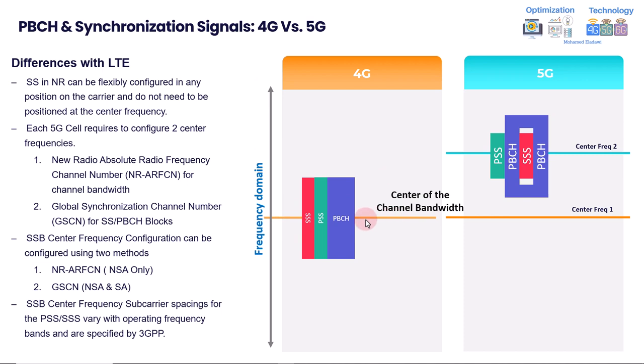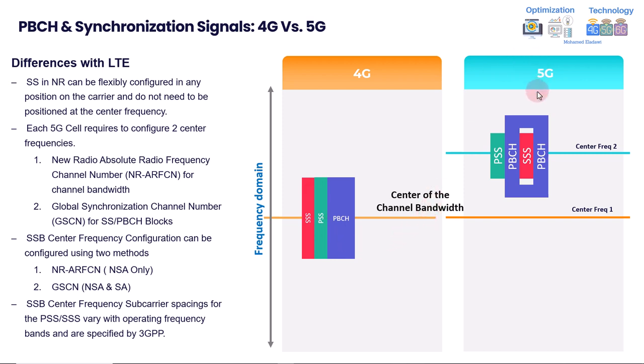In 4G, actually, the center frequency of the channel bandwidth and the broadcast channel or the SSB were using this exact same center frequency. The synchronization signals, PSS, SSS, and the broadcast channels were fixed in the 4G. It's not flexible. It's just in one particular location. So in this case, you are only configuring one center frequency.